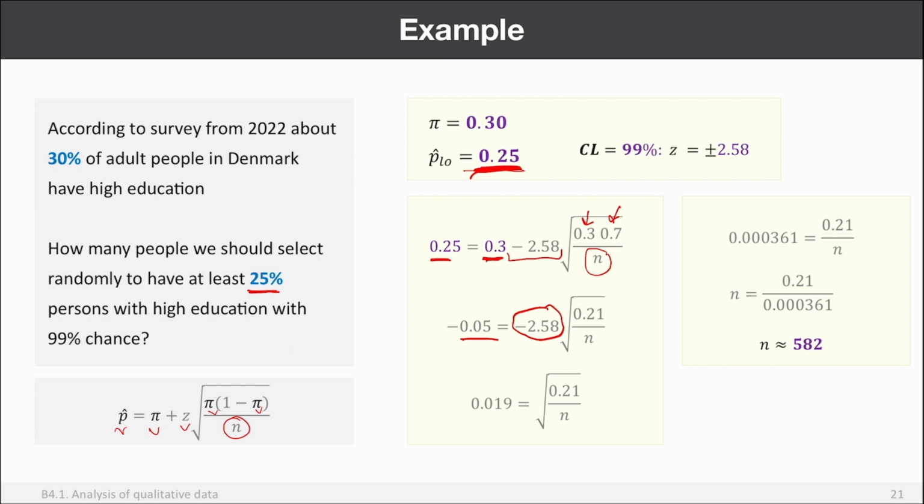So it means that if you want to get a sample with 99% confidence, this sample will contain at least 25% of people with higher education, the sample size should be minimum 582, so approximately 600 people. So you can see it's not actually useless, right? We still can use this knowledge to calculate a characteristic of our future sample, right?